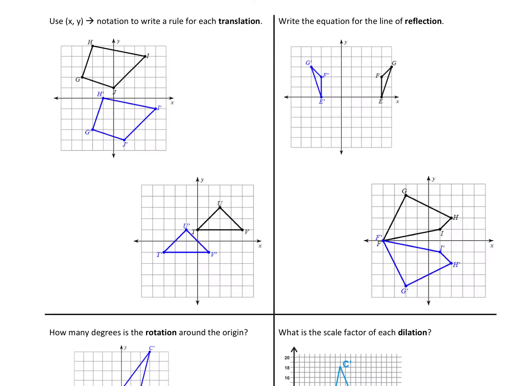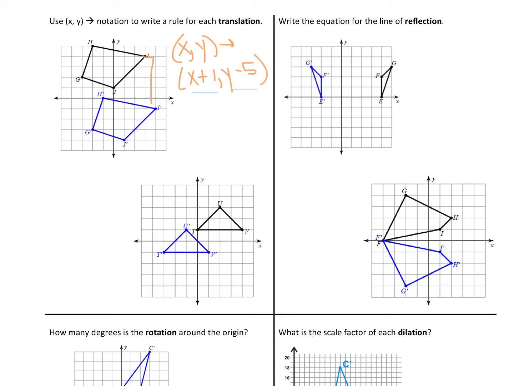This first example in the top left is for a translation or a slide. If we look at the original quadrilateral and pick one point, for example, I'm looking at I, because every point will do the same thing, I can see that it went to the right 1 and then down 5. All of the points do the same thing. So my notation for this is going to show that every x coordinate has a move to the right of 1, while the y coordinates all go down 5.